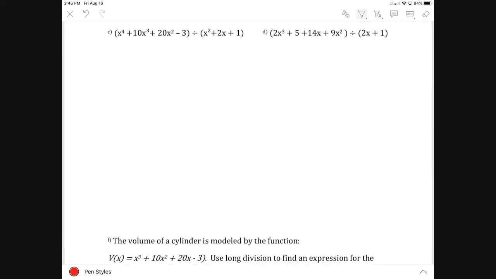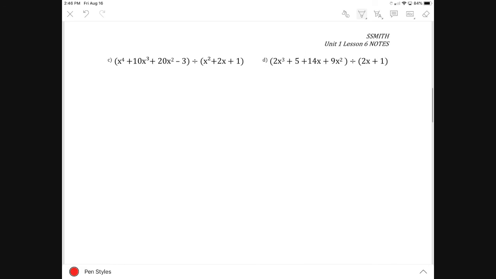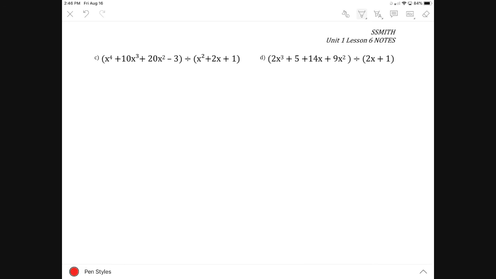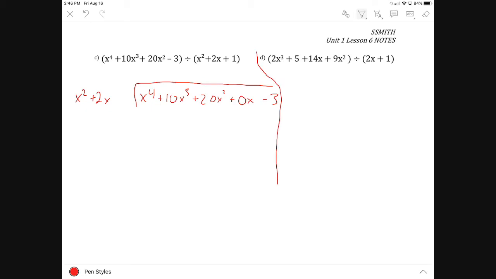Okay, so we're going to look at C now. That's x to the fourth plus 10x to the third plus 20x squared minus 3. So first thing y'all should notice on that is that it's missing a basic x term. So we're going to have x to the fourth plus 10x to the third, 20x squared. Then, as again I missed it on here, we're going to do plus 0x, then minus your 3. All of this under your division sign, divided by x squared plus 2x plus 1. Always make sure you have that 0 term in there every single time.